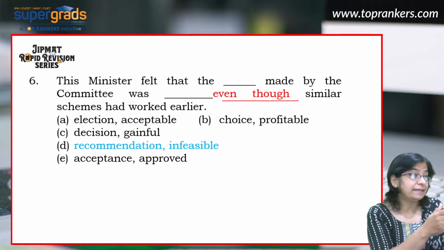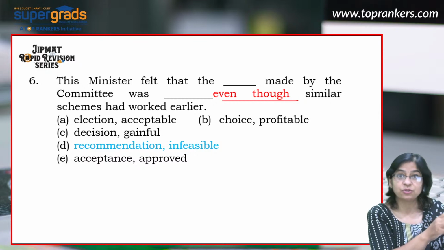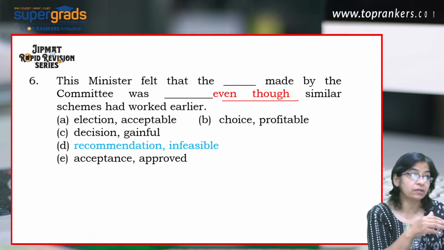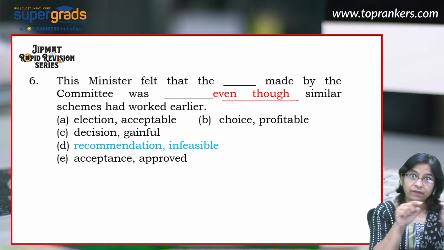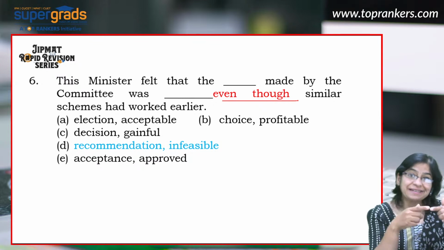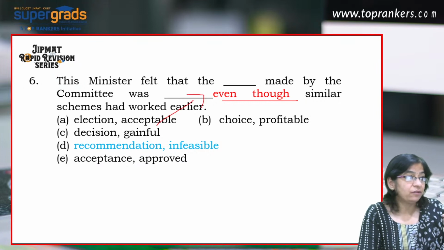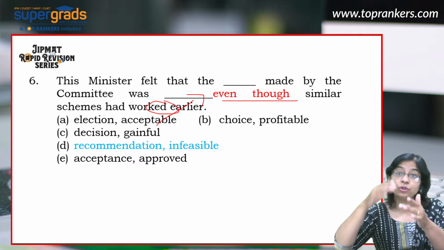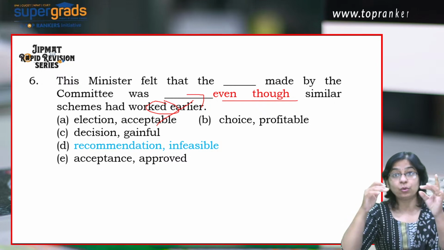So the minister felt that whatever the decision or acceptance or choice that was made by the committee was dash, even though similar schemes had worked earlier. So something had worked earlier, but here, because of "even though", it won't be as effective as the previous ones. Is it "acceptable"? Acceptable doesn't really go with the rest of the sentence, because "even though" shows contrast: something worked earlier and this one will not.